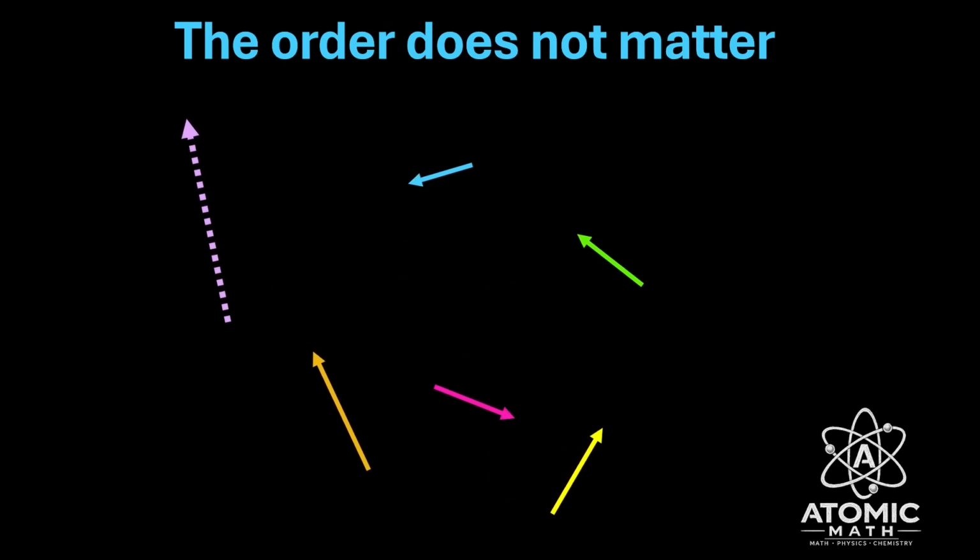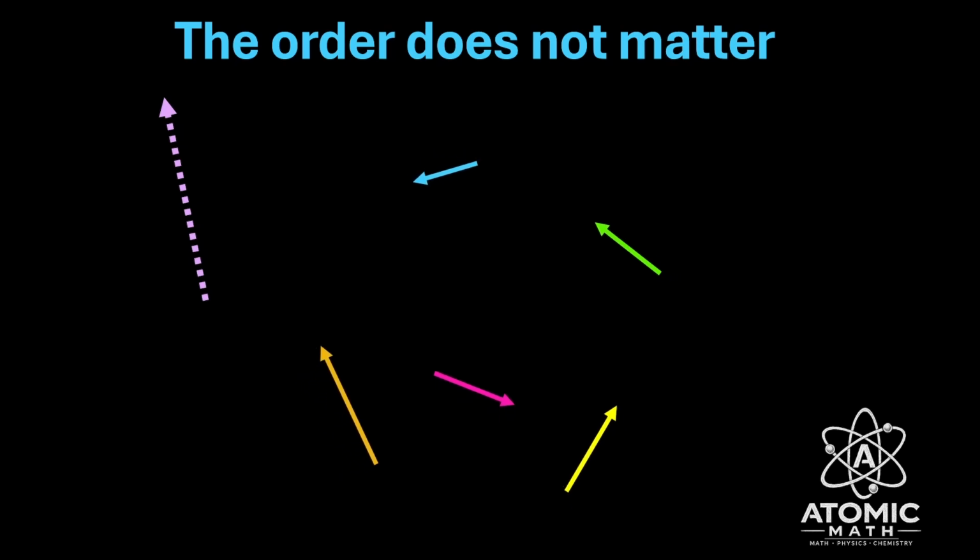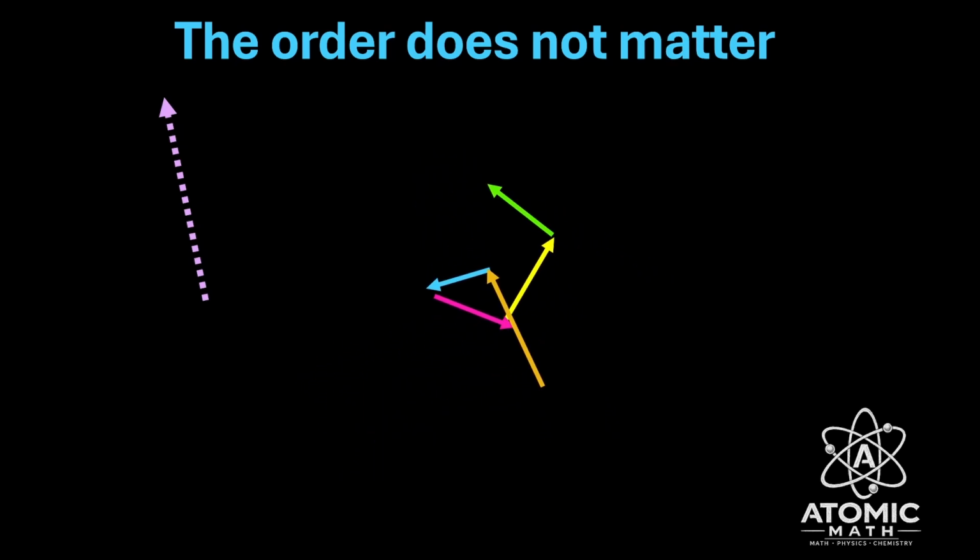We can try that one more time just to be sure. We're going to put it into a different shape. Again, we're mixing up the order that we're putting the arrows in, but you can see that the resultant vector is the same. So it does not matter which vector you start with and which vector you finish with, as long as you've lined them up head to tail.